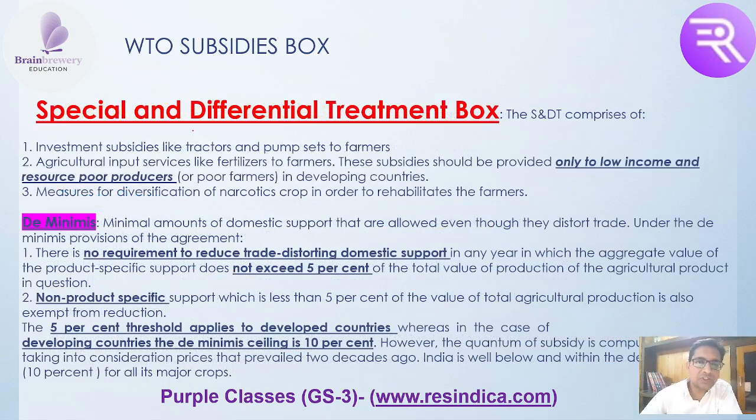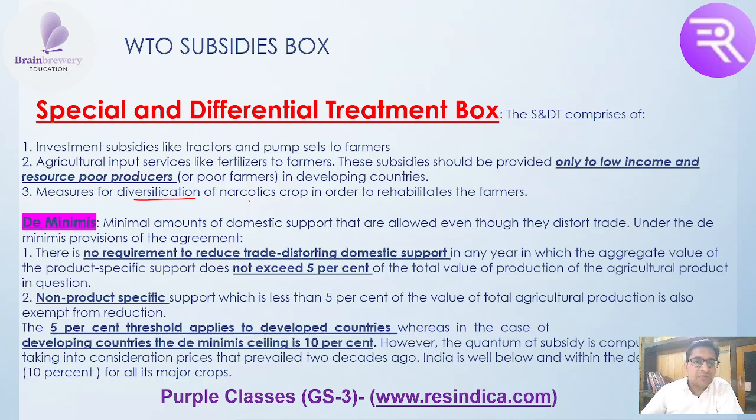Then we have special and differential treatment. So there are a lot of countries where a lot of low income and poor people are there. So there we are providing certain kinds of special and differential treatment, like fertilizer to farmers, only to low income and poor persons. Only to a low income and poor person we are providing fertilizer subsidy or seed subsidy, power subsidy. Okay.